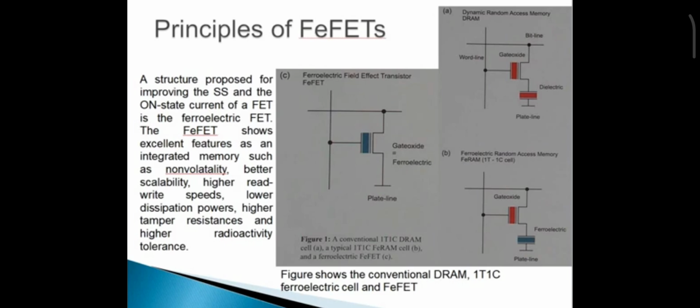The figure shows the conventional ferroelectric structures. The first one, A, is the dynamic random access memory, DRAM. Second is the ferroelectric random access memory, that is, the one transistor, one capacitor approach. And the third one is the most important, which we will discuss in the next slides: the ferroelectric field effect transistor, in which the gate oxide is replaced by a ferroelectric material or insulator.